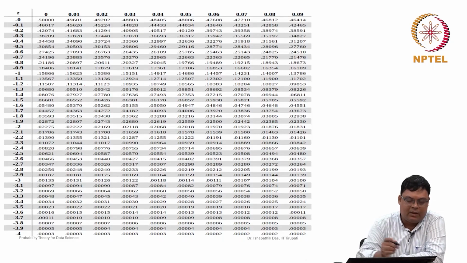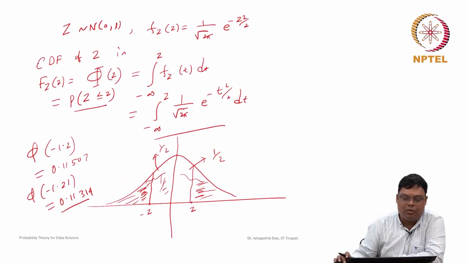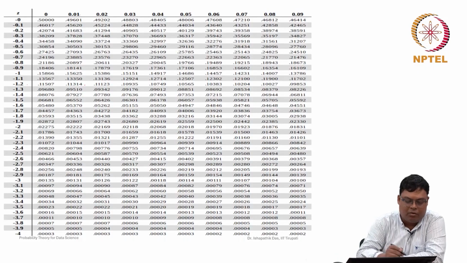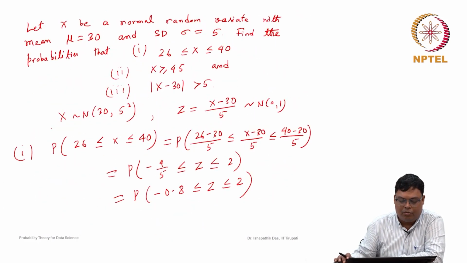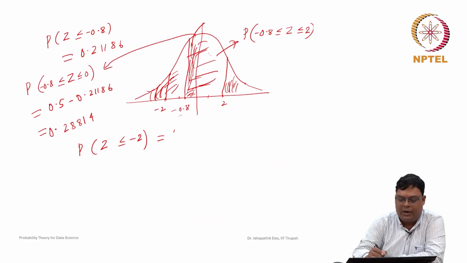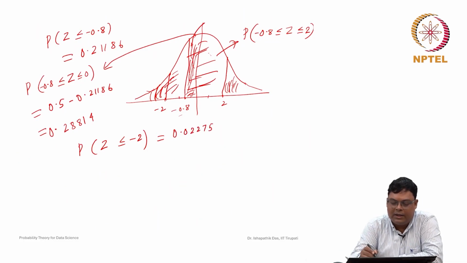So, in this table you can see minus 2, this is 0.02275. So, this value we can find here: 0.02275. This area is the same as this area by symmetry. Now, we want to add this probability with this probability.